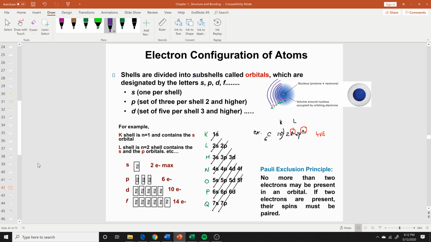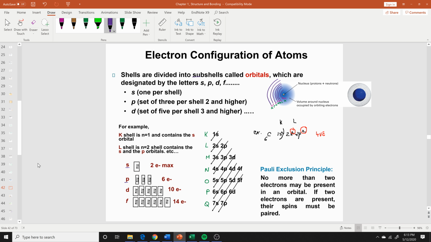So the s subshell basically has one orbital, and it has a capacity of 2 electrons. Normally when you want to add 2 electrons in the subshell, you want to make sure that these 2 electrons are opposite in sign with respect to each other. So this is why we represent them as spins. One is going down, the other is going up, because if both are going up or both are going down, they're going to repel each other and they're not going to exist in the same orbital. So the s subshell has a maximum of 2 electrons.